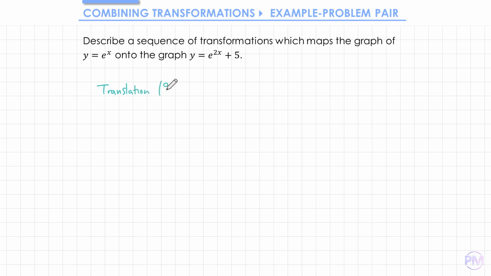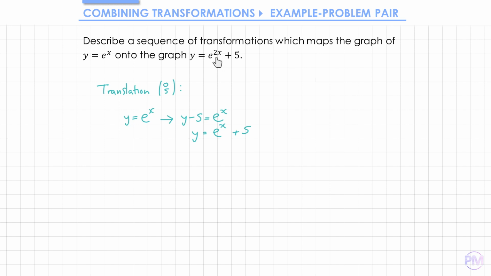of (0, 5). As we write down each successive transformation, it's good practice to apply that transformation to the original function to see if we actually do get to the answer we want. So here we have y equals e to the x, and if we apply our translation, that's going to be replacing y by y minus 5. And if we rearrange that, we get y equals e to the x plus 5.